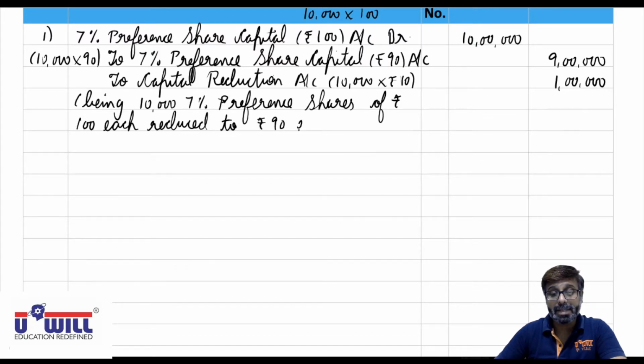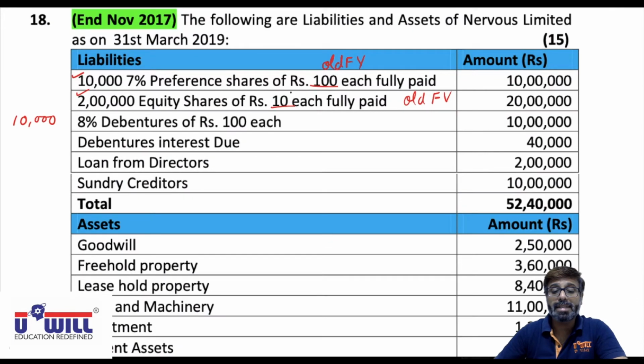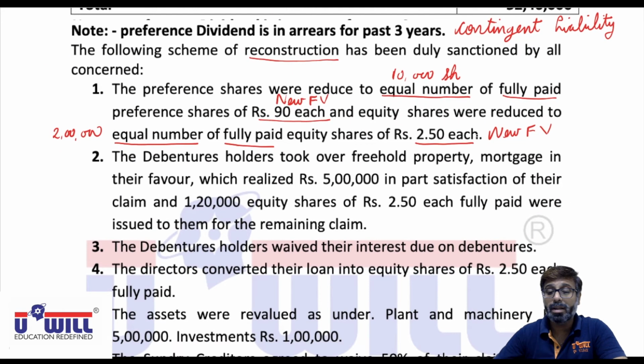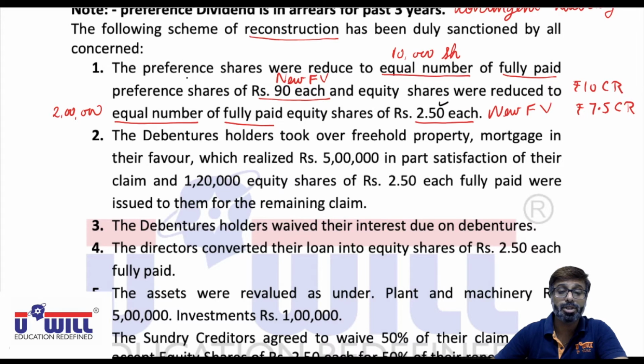I hope everyone is clear with this. Now, in the same way we will pass the entry for equity shares also, exactly the same. There also 10 is the old face value which we have to debit, 2.5 is the new face value which we have to credit, and 7.5 rupees will be transferred to capital reduction. In case of preference shares, 10 rupees will be transferred to capital reduction, from 100 they are reduced to 90. And in case of equity shares, 7.5 rupees will be transferred to capital reduction.